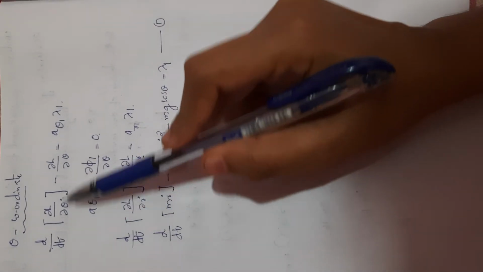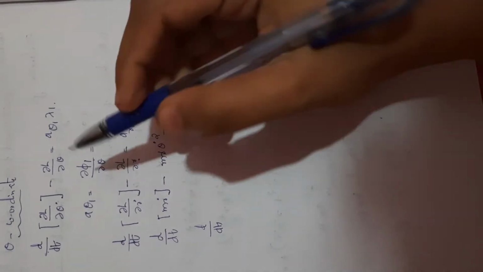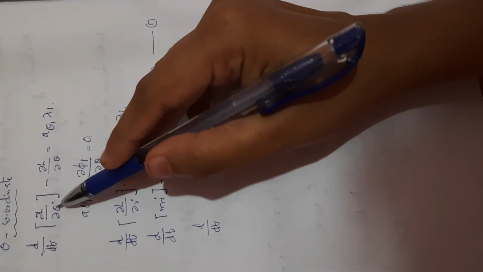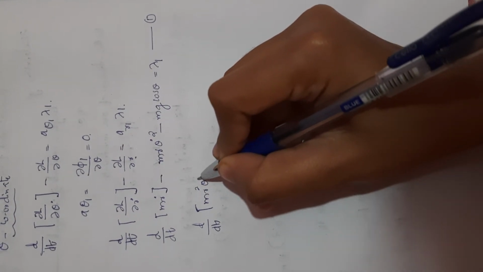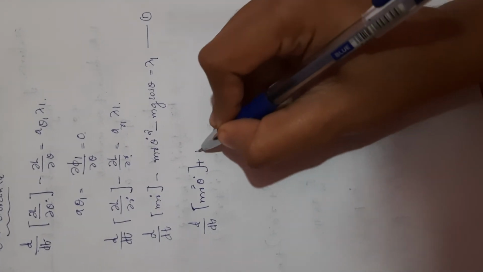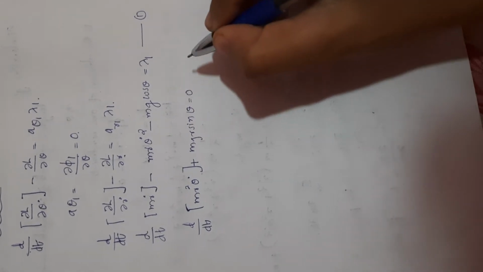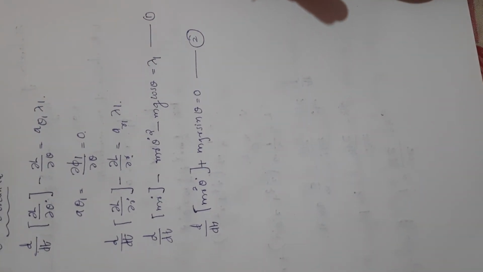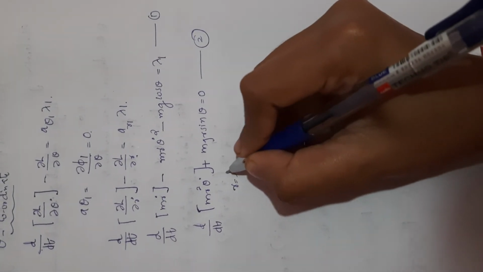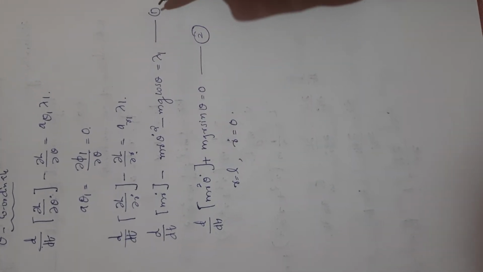Similarly, this equation can be written as d by dt of ∂L/∂θ dot is equal to m r square θ dot plus m g r sin θ is equal to 0. Mark it as equation number 2. Substituting the equations of constraint, that is r is equal to L and r dot is equal to 0, then we can write equations number 1 and 2.